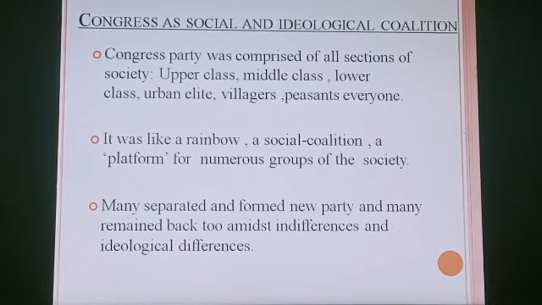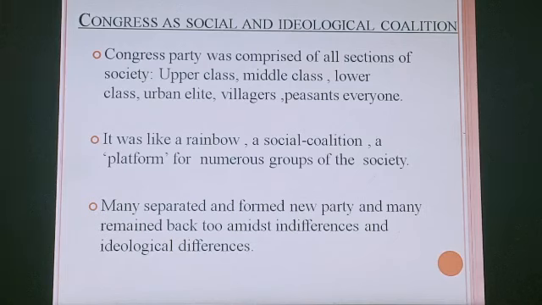In the book we can see Congress described as a social and ideological coalition. What do you understand by this? Social and ideological coalition means different social groups and people from different ideological groups were present there. Congress was a party of the upper class, middle class, lower class, urban elite, villagers. Everyone was welcome into that party; every social group was welcome.